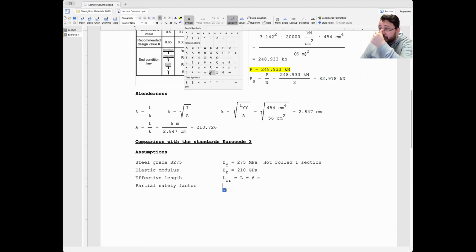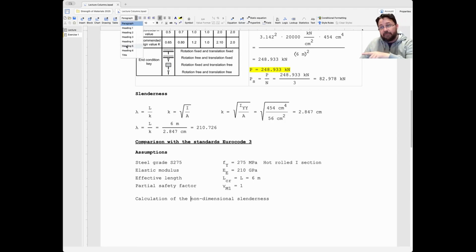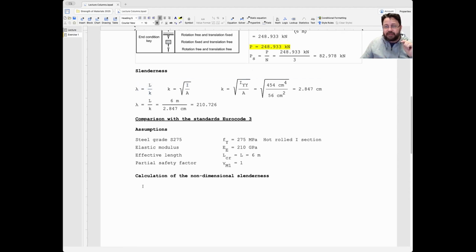Gamma M1, and that's going to be, look at this. The safety factors in your code are either 1, 1.1 or 1.2, depending on the national annexes that are used. Anyway, the first thing we're going to do is the calculation of what's called non-dimensional slenderness. That's a slenderness that depends on the strength of the material, something that doesn't exist in Euler. So we're looking at differences now.